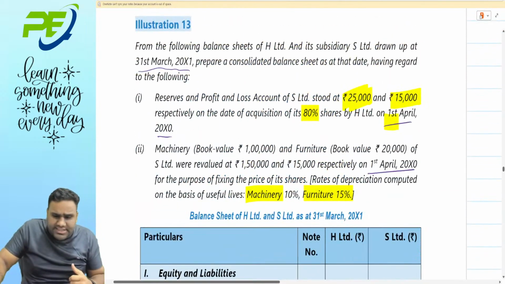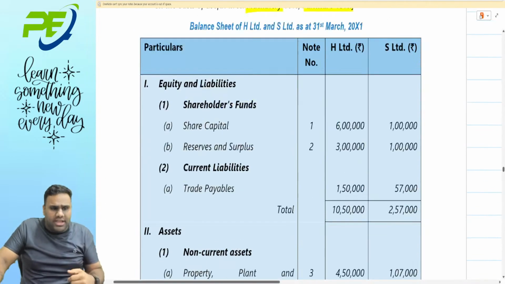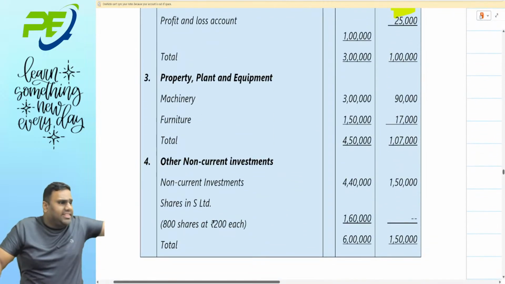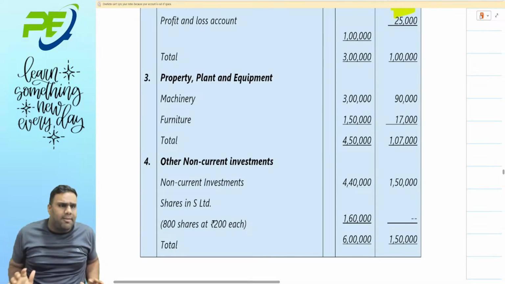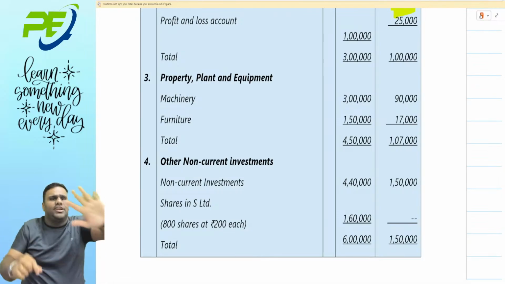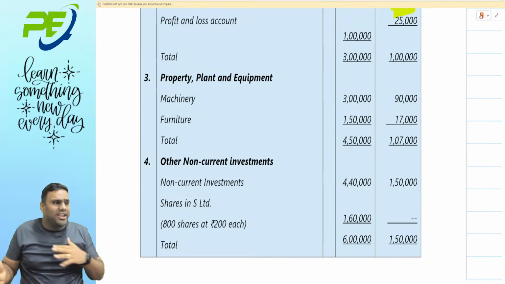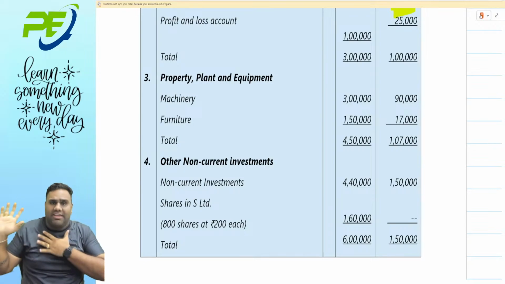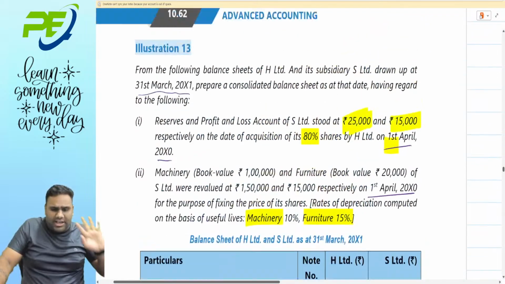Let's check with the furniture also. Furniture book value, depreciation 15%. So 3,000, 17,000. So opening balance minus depreciation is given in the balance sheet. But we have done some revaluation, and that revaluation is not recorded in the books. I just showed you how. Why? Everyone, is it clear? Yes. Now, you have done revaluation, it's okay.